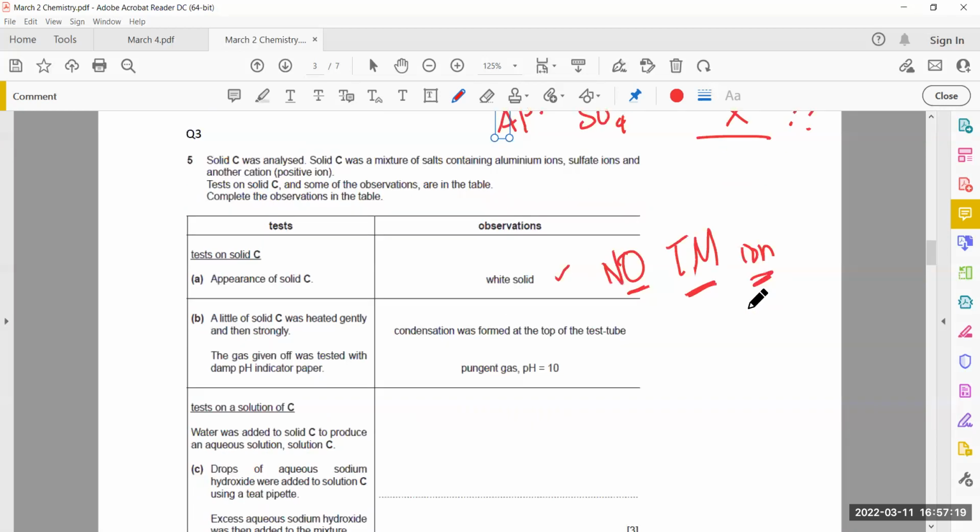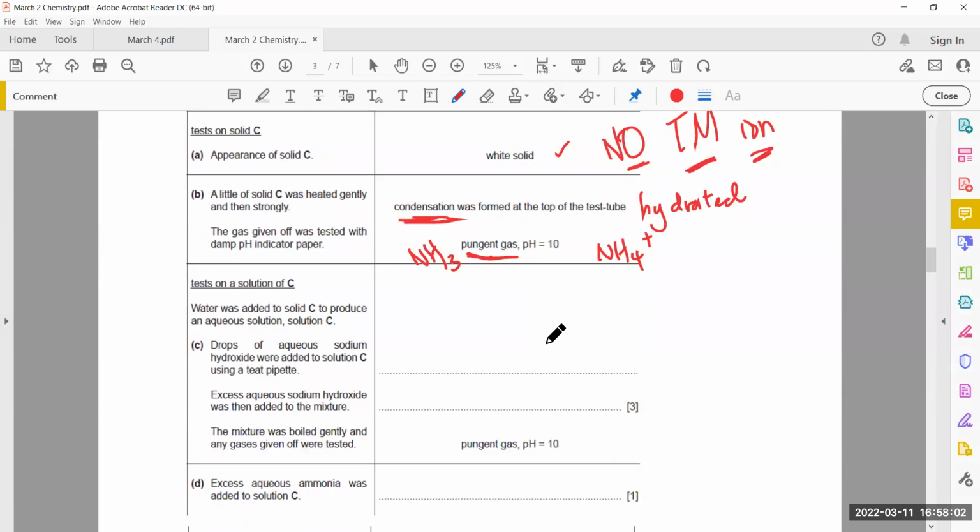Then you heat it strongly. A gas given off was tested. They say condensation. Just now I already said condensation means what kind of salt? Hydrated. Pungent gas is always ammonia. So if it releases ammonia gas, it is ammonium ions, because ammonia gas will be released by ammonium ions. Okay.